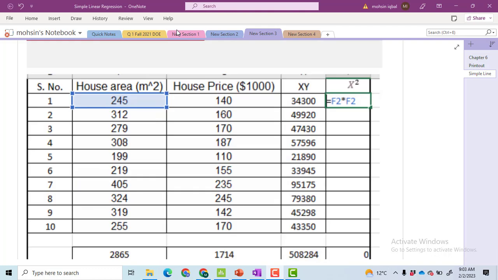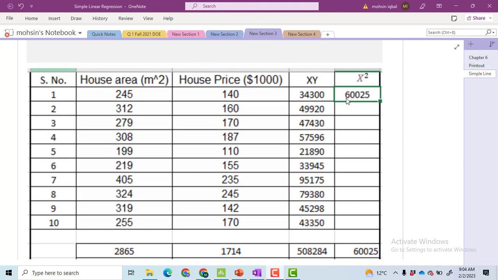For the computation of x square, write in this cell 245 multiplied by 245, because house area is my independent variable x. In Excel, insert the equality symbol, click on the first cell for the independent variable, insert the multiplication symbol, then click on the same cell again and press enter. You will get the result, that is 60,025.